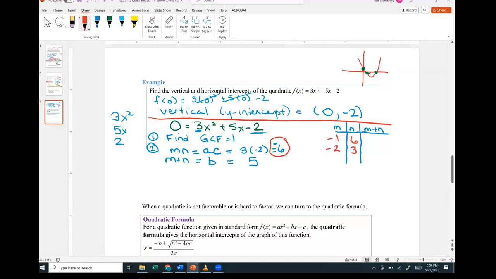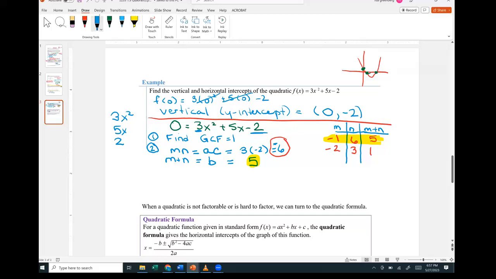Let's make m negative and add them together. Perfect. We can see that if m is equal to -1 and n is equal to 5, they add together to give me 5, which is what I needed, right?